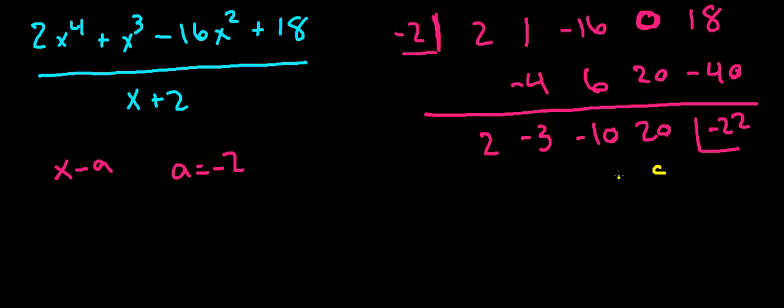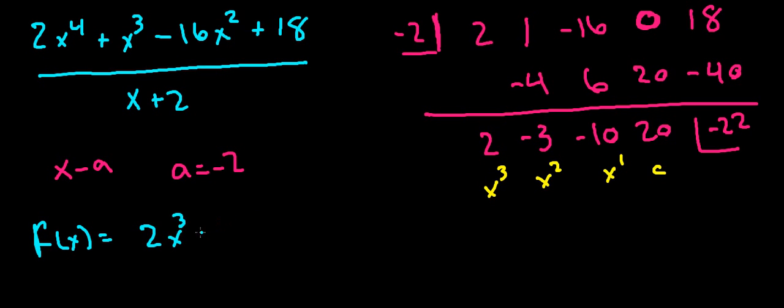This is, again, the constant. This is x to the first power. This is x to the second power. This is x to the third power. So if I want to write out my function again after it's been divided out, it's going to be 2x cubed minus 3x squared minus 10x plus 20.